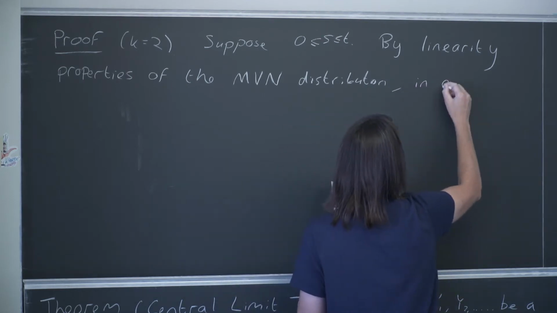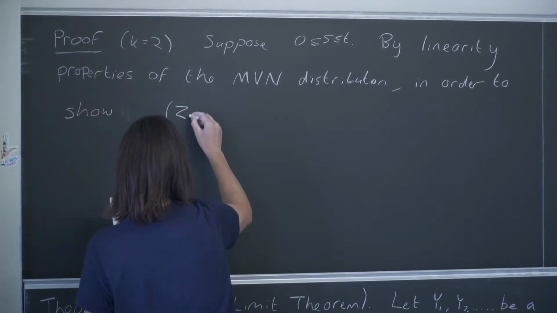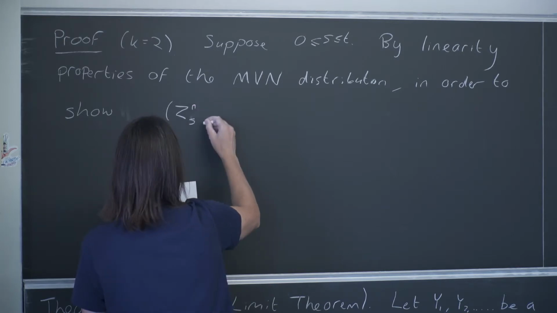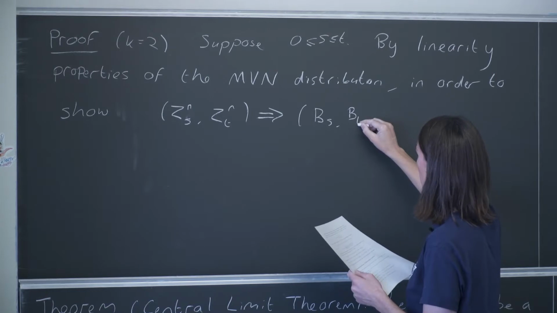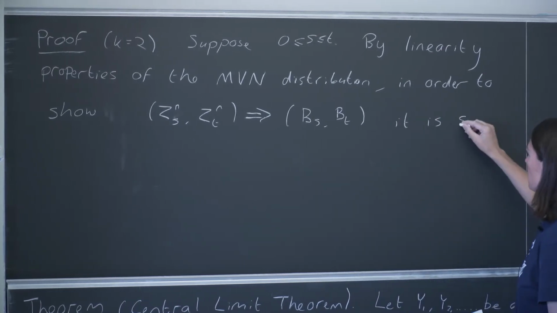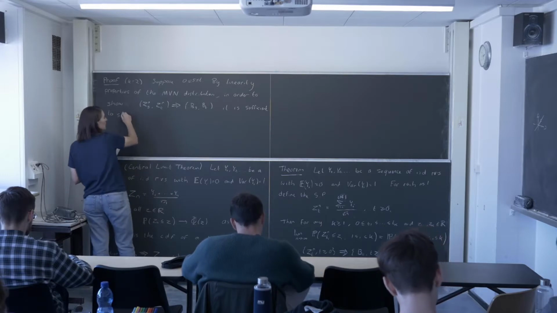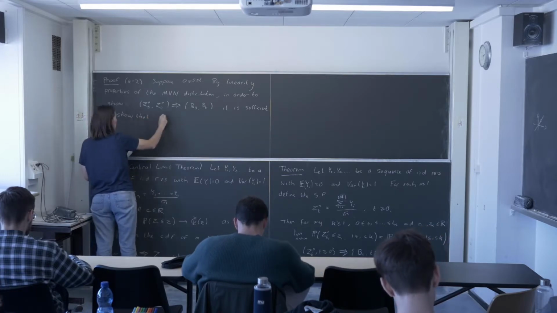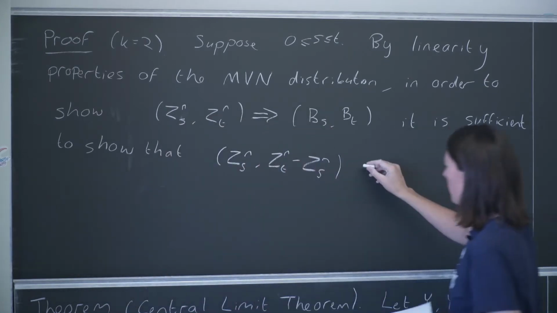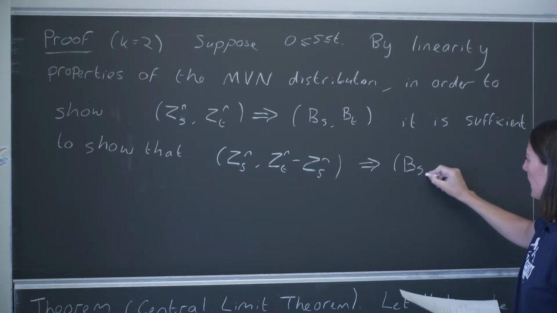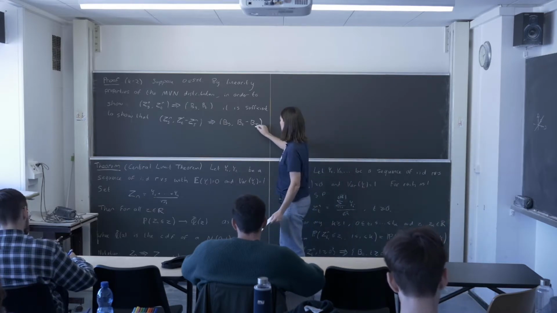so in order to show that Z_S^N, Z_T^N converges in distribution to B_S, B_T, it is sufficient to show that Z_S, Z_T minus Z_S converges in distribution to B_S, B_T minus B_S.